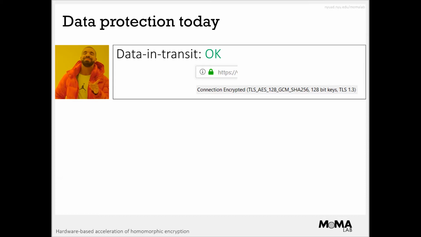So when you connect to the internet, you talk to a service provider. This communication between you and the service provider is encrypted. Now everybody's looking for this lock in HTTPS. That data gets encrypted before leaving your computer, is transmitted over the internet encrypted, and then is decrypted at the end in order to be processed. So data in transit is kind of an okay status, right? Of course, there are issues there too, but generally we have some good solutions for data in transit.